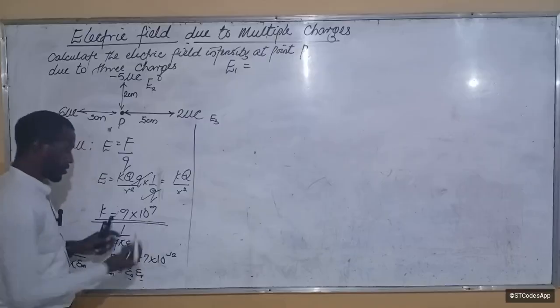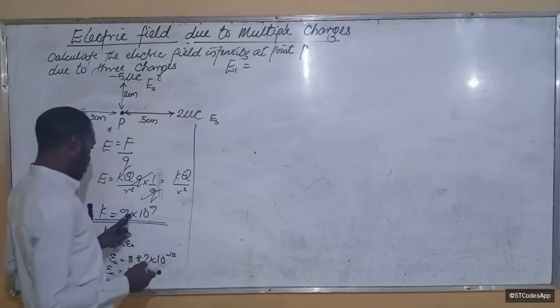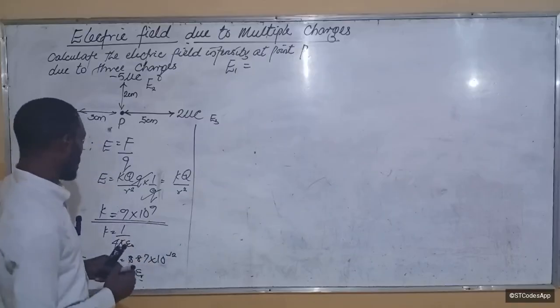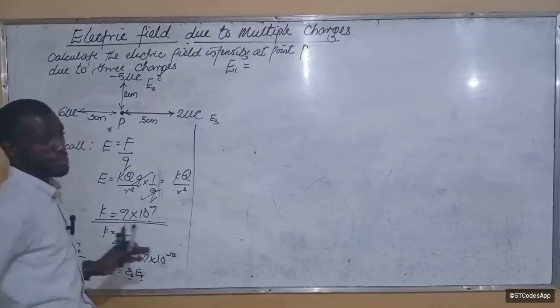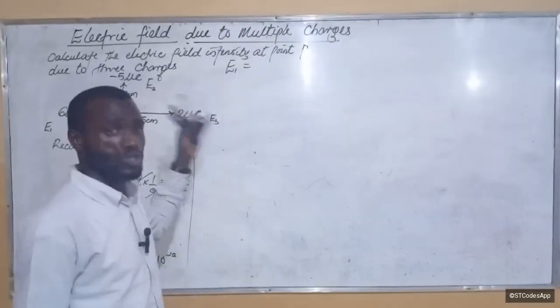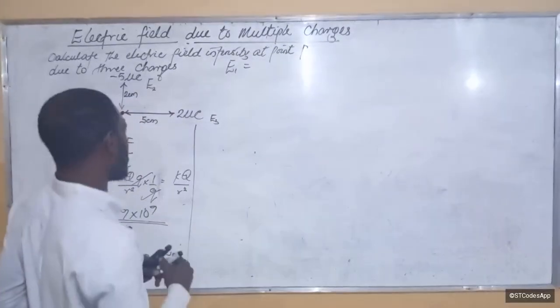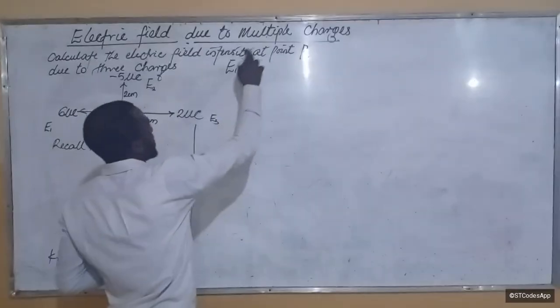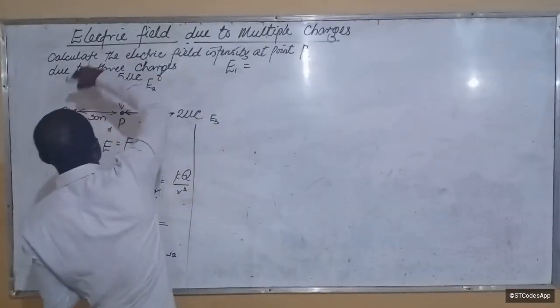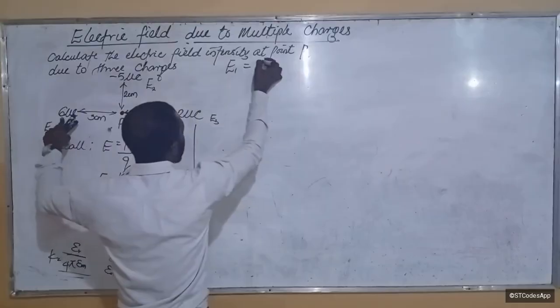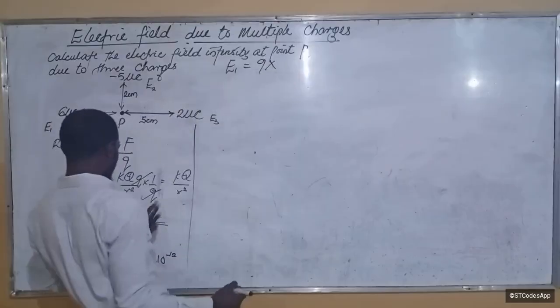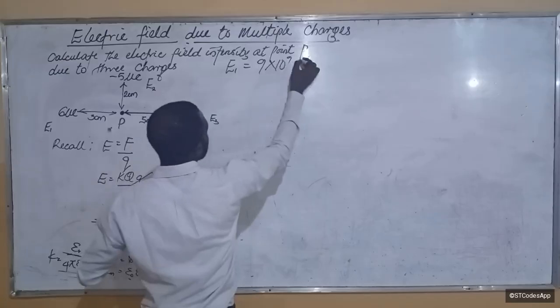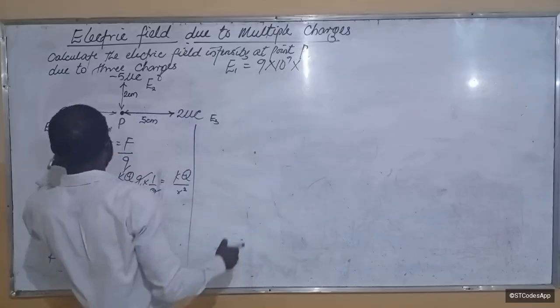This is our general constant that we normally use, okay? This 9 times 10 to the power 9 has a unit, but let's not bother about that here. I just want to show you how to solve by vector, okay? Now, E1 is K times Q. K is 9 times 10 to the power 9 times Q1, which is 6.